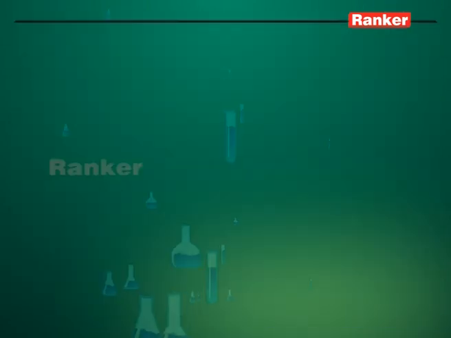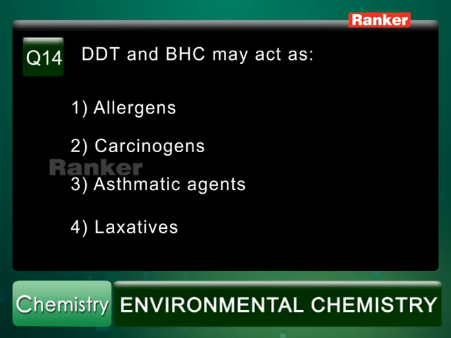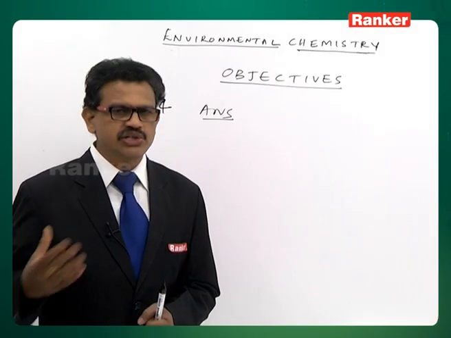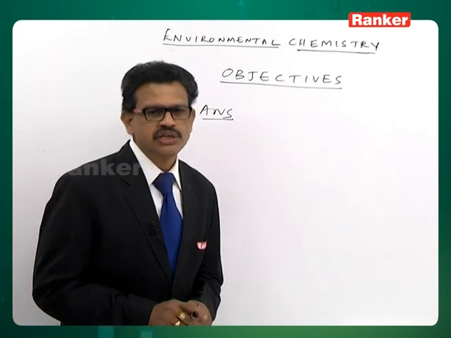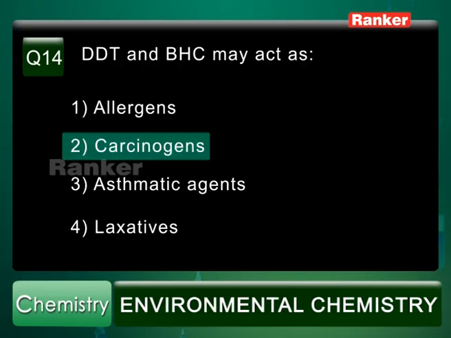Question number 14. DDT and BHC may act as. What is DDT? Dichloro diphenyl trichloroethane. What is BHC? Benzene hexachloride. It is a gammexane. It is called 666. It's called lindane. So they are acting for what? Option 1, allergens. Option 2, carcinogens. Option 3, asthmatic agents. Option 4, laxatives. They are causing cancer. So they are called carcinogens. So we can go for answer 2.